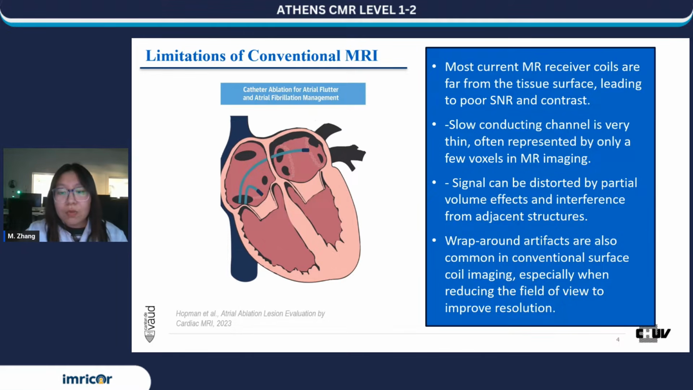If we want to increase the spatial resolution, we can reduce the field of view. However, with a conventional surface coil, this leads to wraparound artifacts, which can obscure anatomical details. Let's review the problem of the loss of SNR with surface coils.